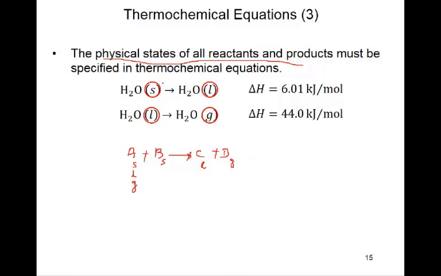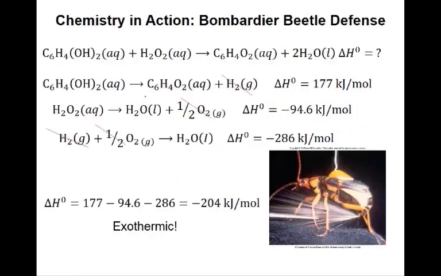In this module you have to write, water is solid means this is ice, water is liquid means this is normal water, water is gas means it is steam. Because of this change in state, the numbers of the delta H will also change. So that is the important thing. You cannot say just water without saying whether it is solid, liquid or gas. So these 4 points are important to understand to solve the problems. Now let's come to one example.